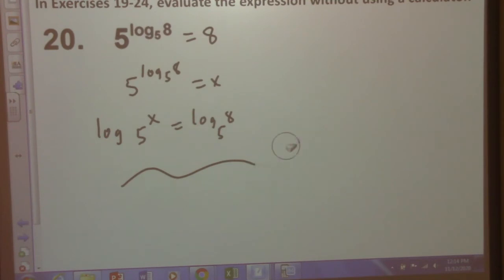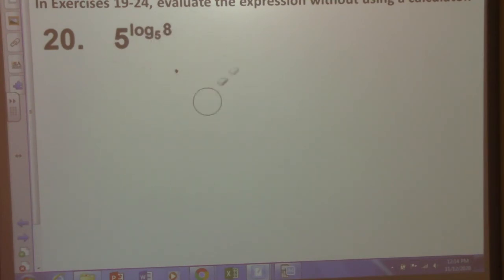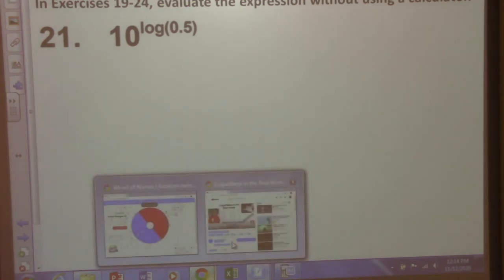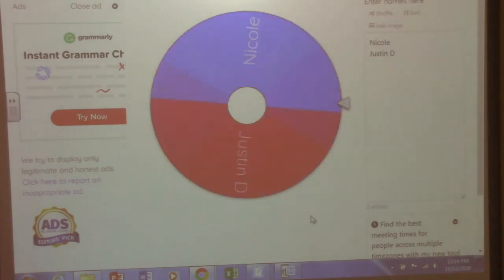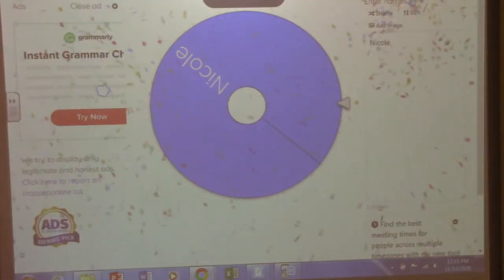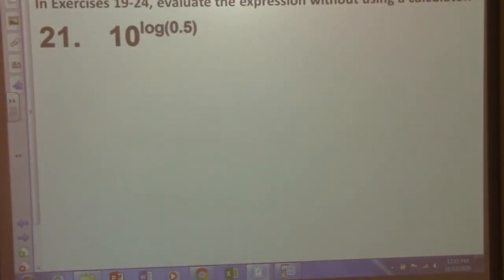Okay, next. 21. Okay, it's going to be Justin or it's going to be Nicole. That's just what it's going to have to be here. So Justin's now, Nicole will be next. Okay, Justin, what did you get for this one? I don't know. Let me see what 22 is. 22 is very similar.